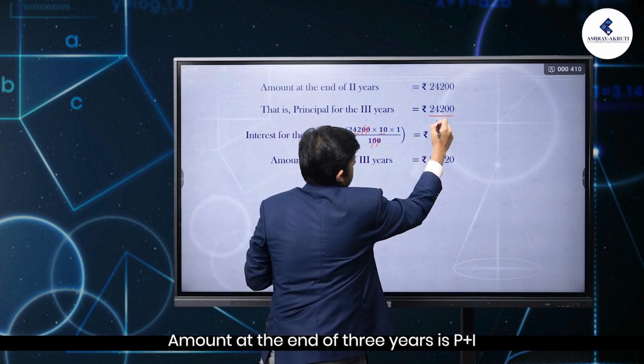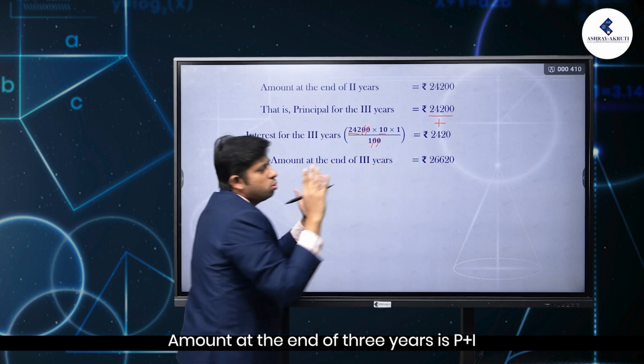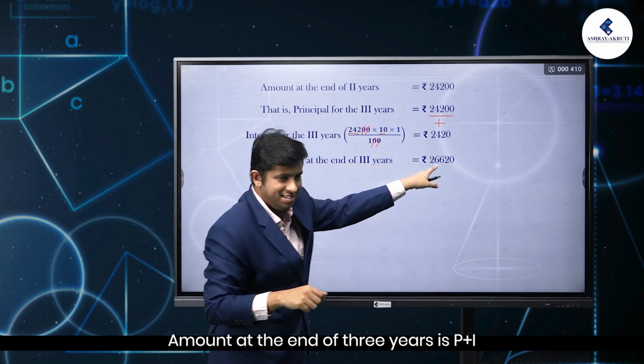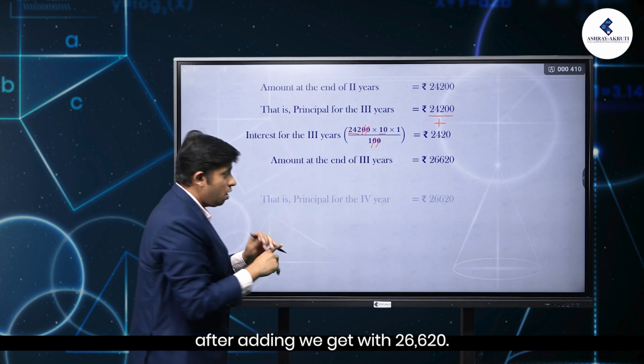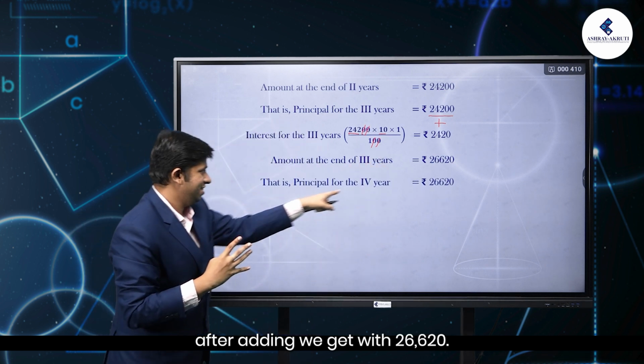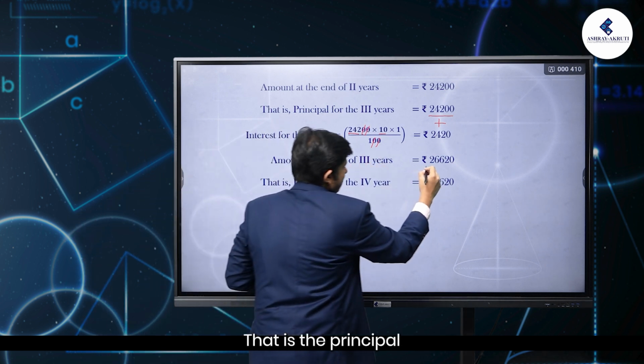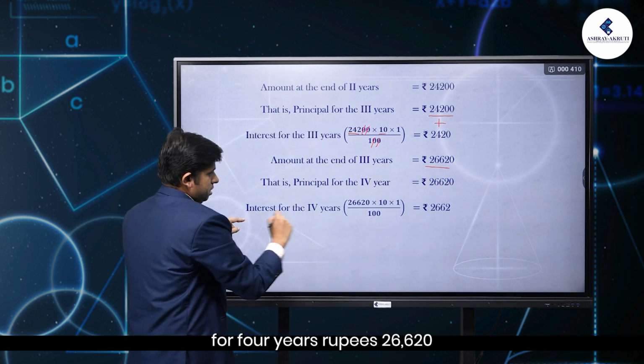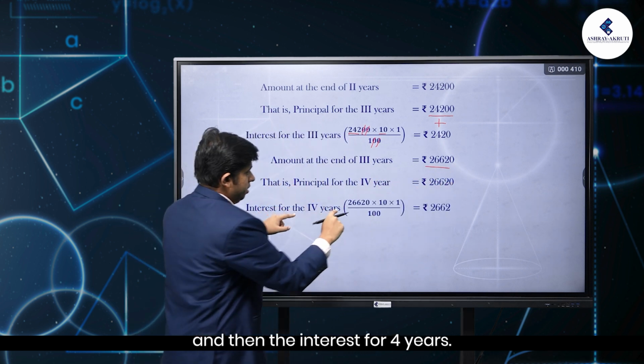Amount at the end of 3 years is P plus I. After adding, we get rupees 26,620. That is the principal for 4 years, rupees 26,620. And then the interest for 4 years.